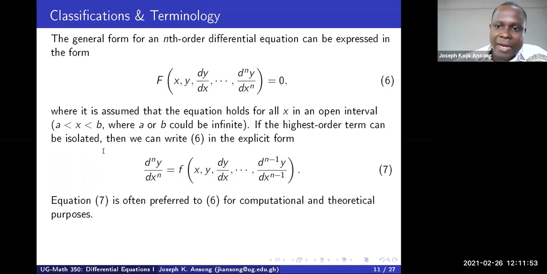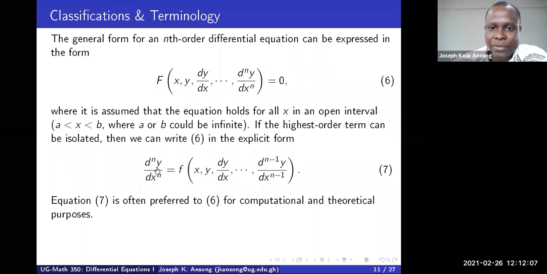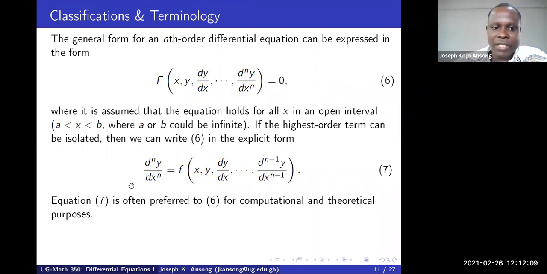Now, if the highest order term can be isolated and written as d^n y/dx^n equal to some function of x, y, and other derivatives, then it becomes an explicit form of the differential equation. Okay, so that's the difference between explicit and implicit differential equations.